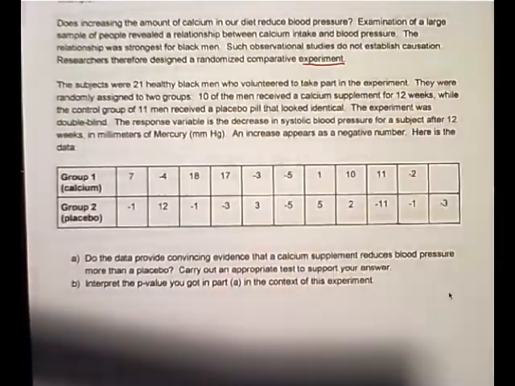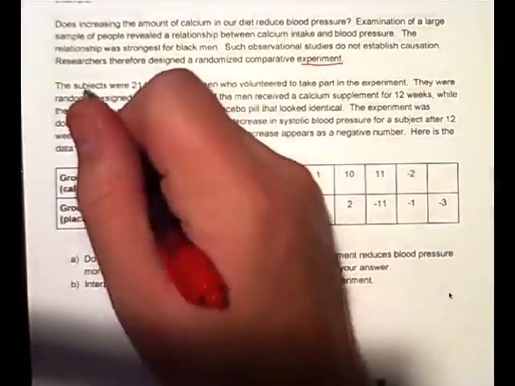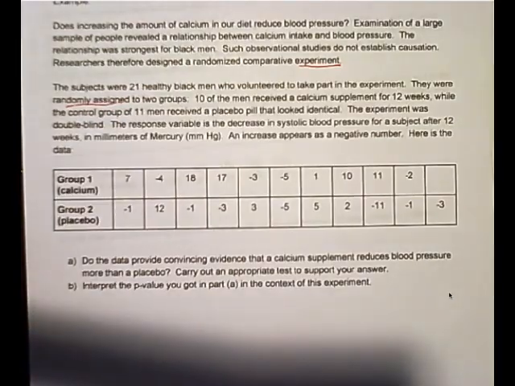The subjects were 21 healthy black men who volunteered to take part in the experiment. They were randomly assigned to two groups. So we don't have random selection, but we do have random assignment. 10 of the men received a calcium supplement for 12 weeks, while the control group of 11 men received a placebo pill that looked identical. The experiment was double-blind. And remember what double-blind means? The people getting the pills don't know which one they're getting, and neither do the people administering. Some master person knows what everyone gets, but not the actual people themselves, not the doctors who give it to them or the people who take it.